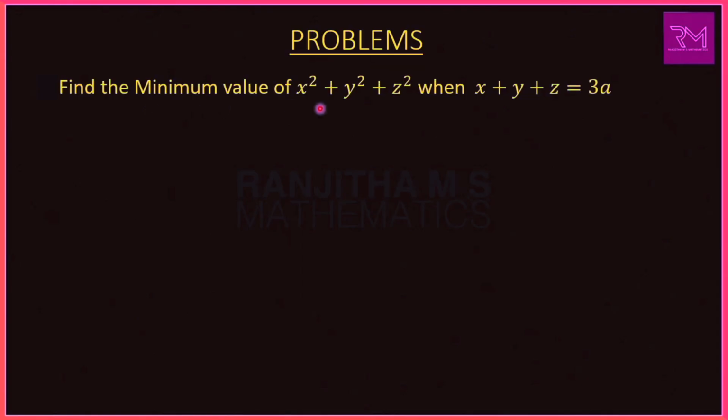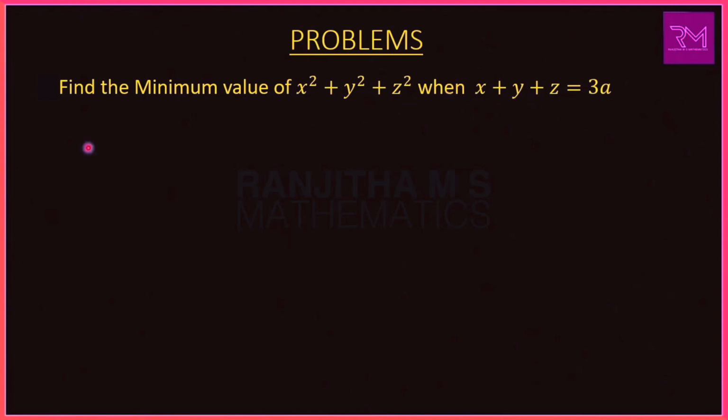Find the minimum value of x square plus y square plus z square when x plus y plus z is equal to 3a. Here we have to find the minimum value for the function. This function is u, x square plus y square plus z square, subjected to the condition x plus y plus z is equal to 3a.